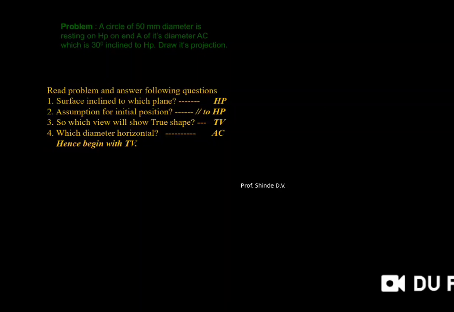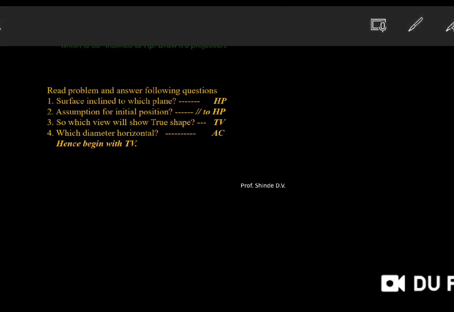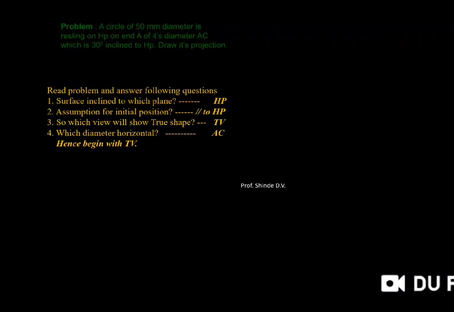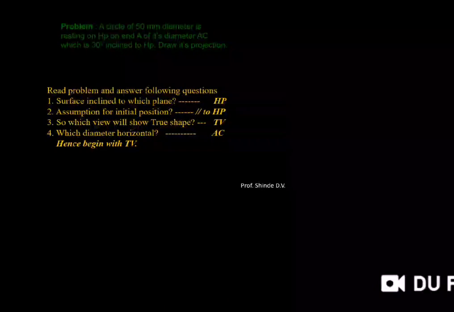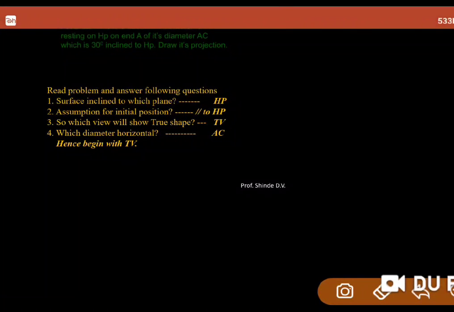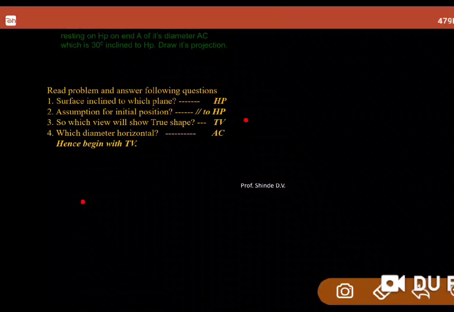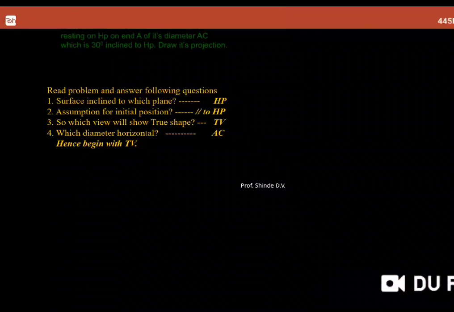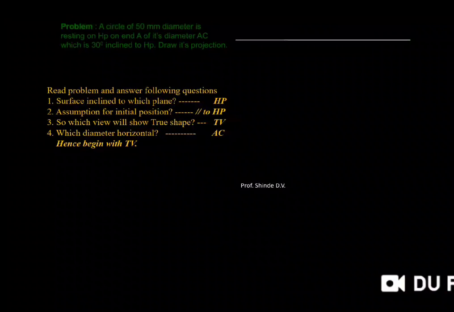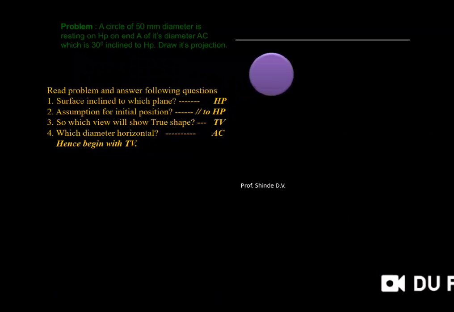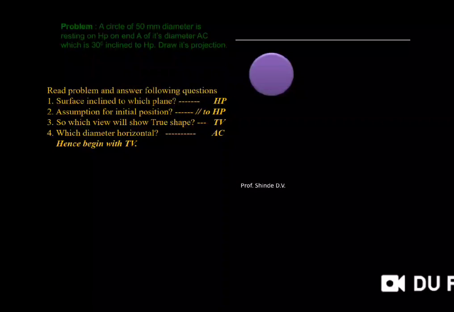Now, what assumptions we have to make here? That is parallel to HP. Surface is parallel to HP. So which view will be the true shape? The top view. Which diameter? Horizontal AC. Hence begin with the top view, that is in HP. Now first you draw the XY line here. Circle below, that is the top view.